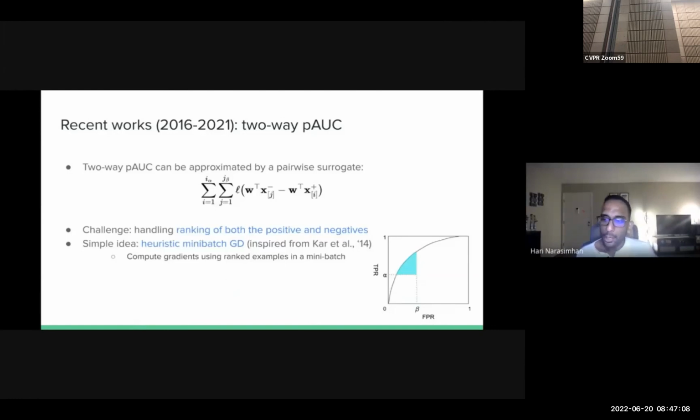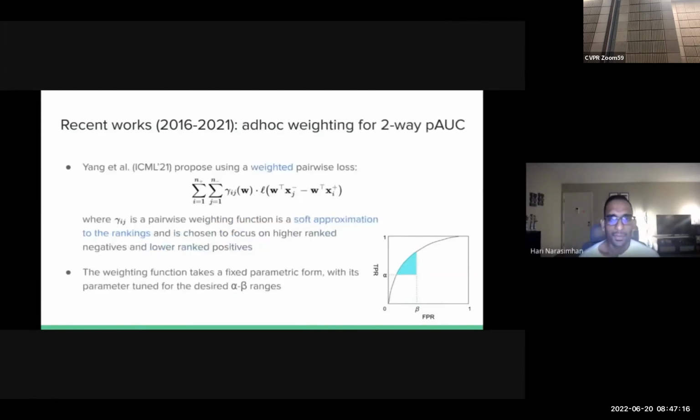So a recent paper sought to come up with a slightly more principled approach for optimizing the two-way partial AUC metric. This is one of the first few works that focused on the two-way partial AUC metric. And they take an alternate approach, where rather than explicitly ranking the positives and negatives, they proposed maintaining soft approximations to the rank. This was work by Yang et al.